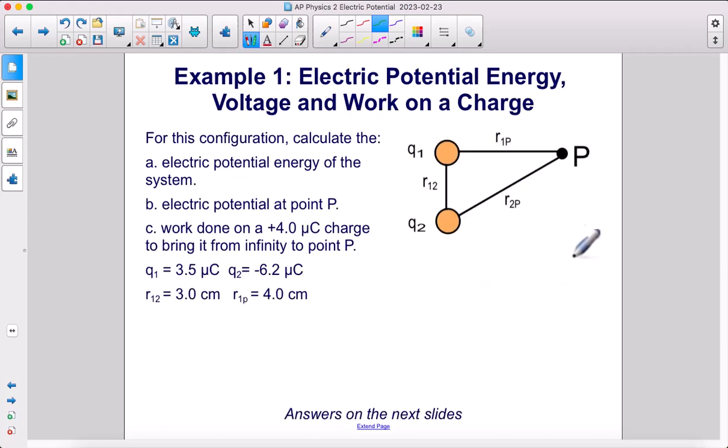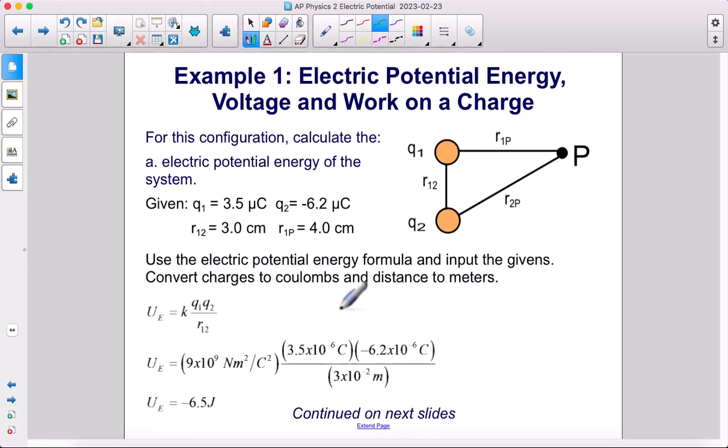Example 1. For this configuration, calculate the electric potential energy of the system of 2 charges, the electric potential at point P, and the work done on a 4 microcoulomb charge to bring it from infinity, over here, all the way to point P. And here are our givens.